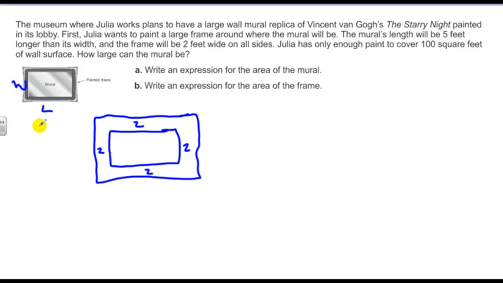But if we're going to write an expression for this, we want to use one variable. So I'm going to call the width x because the length is being compared to the width. So call this x, and this is x plus 5. And what we want to do is we want to do 2 things. We want to write an expression for the area of this mural, so of the picture itself. Well, area is length times width. So A. Length times width is x times x plus 5. We can simply multiply those, which is x squared plus 5x.